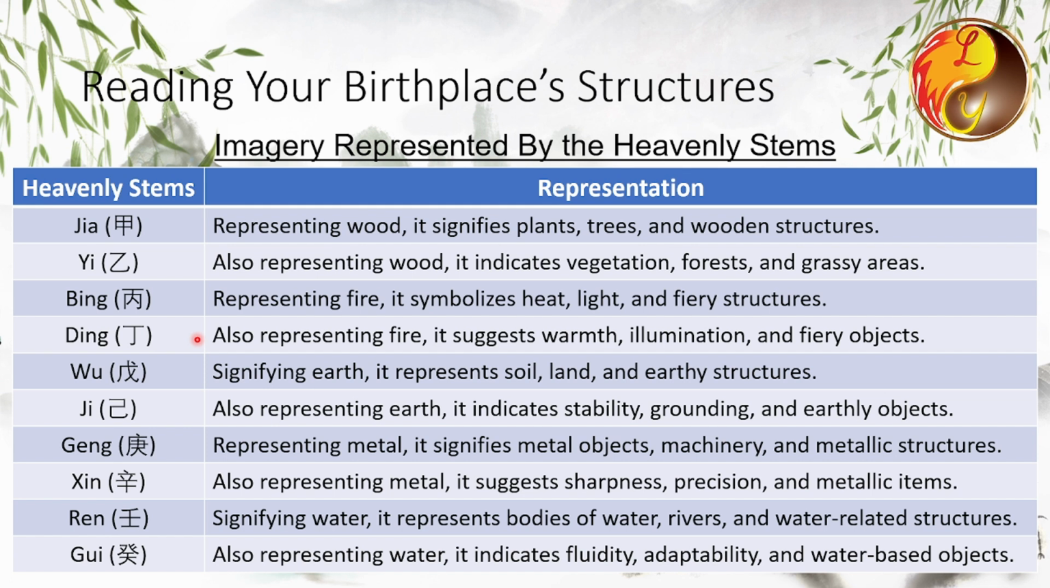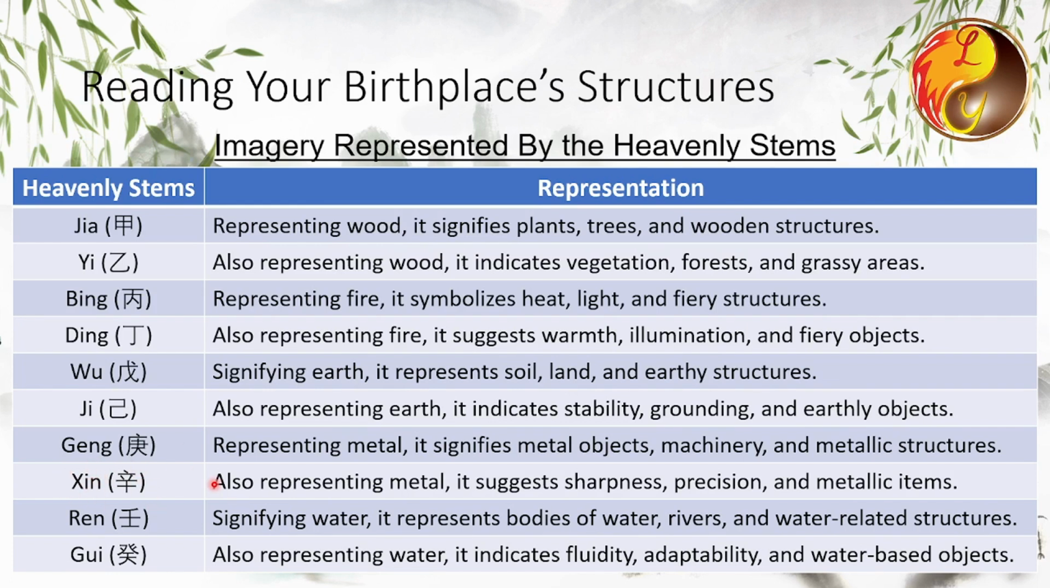Ting, also representing fire, it suggests warmth, illumination, and fiery objects. Wu, signifying earth, it represents soil, land, and earthly structures. Ji, also representing earth, it indicates stability, grounding, and earthly objects. Geng, representing metal, it signifies metal objects, machinery, and metallic structures.